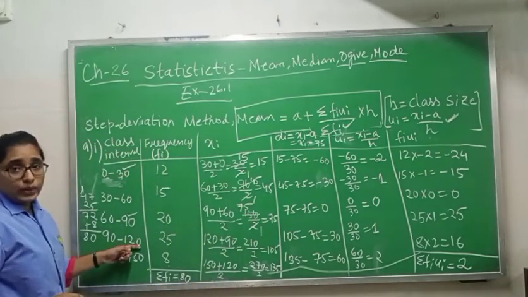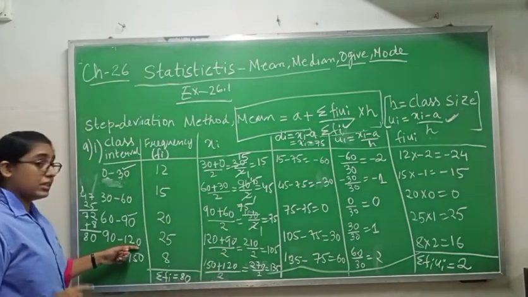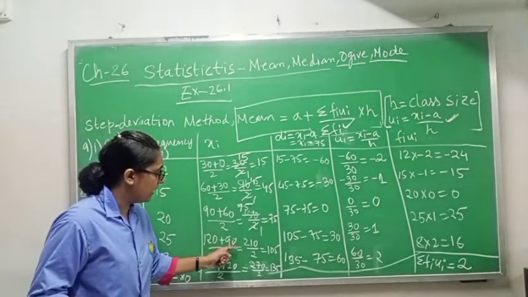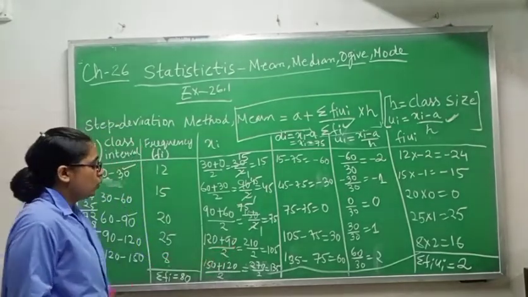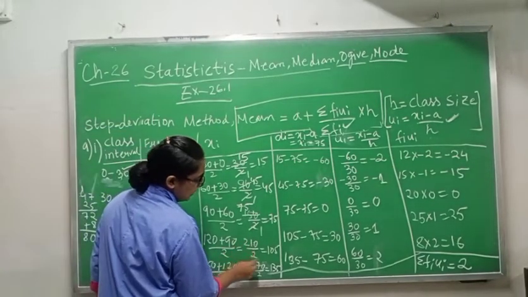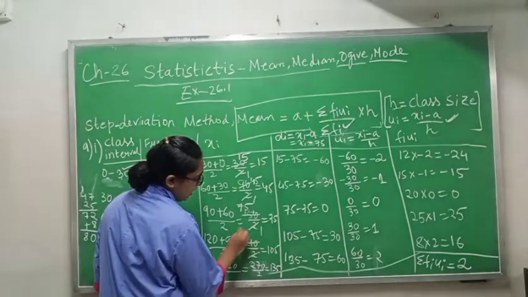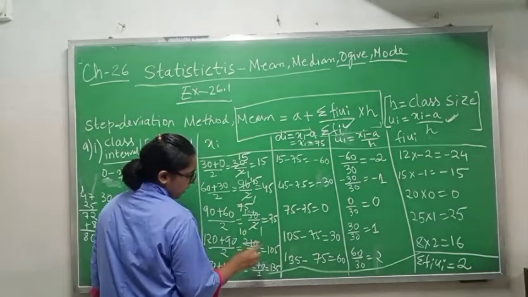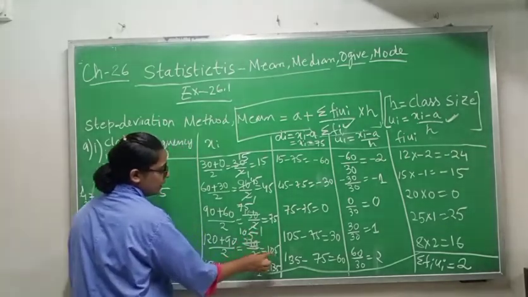Now 90 to 120. The upper limit is 120 and the lower limit is 90. So 120 plus 90, divided by 2. You will get 210 by 2. Now cancel this: 2 ones are 2, then you have to put 0 because you are taking this one at a time. So 2 fives are 10.